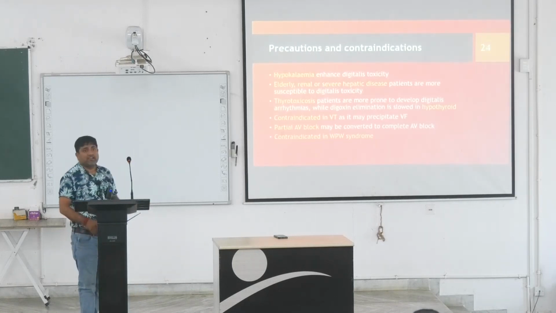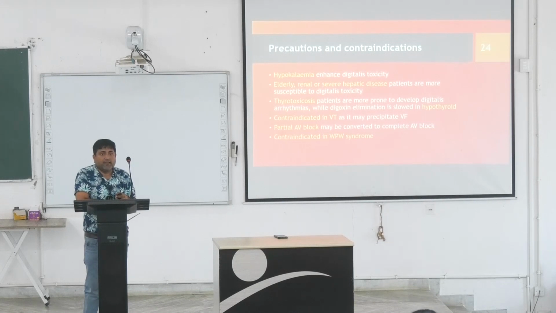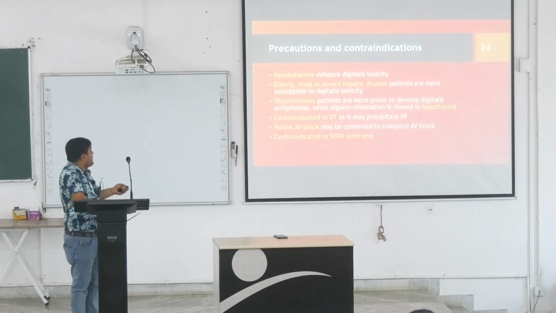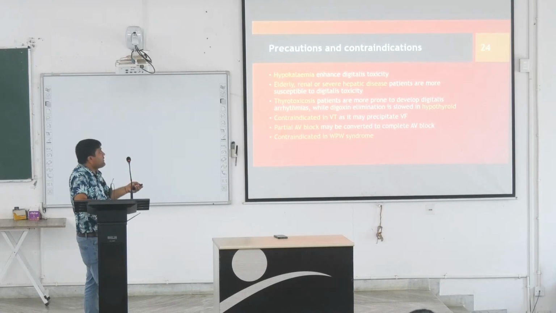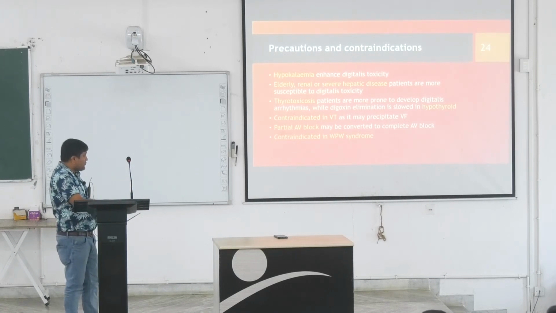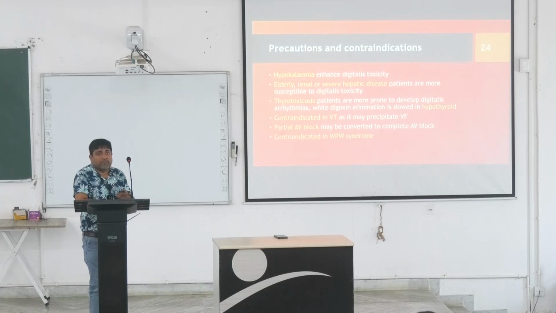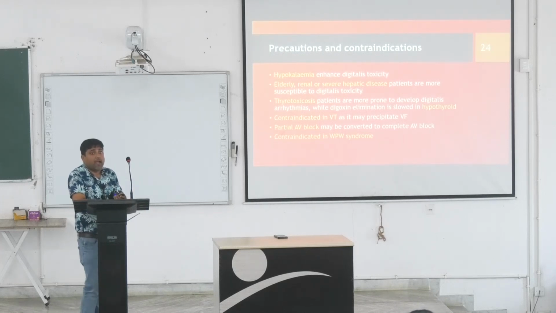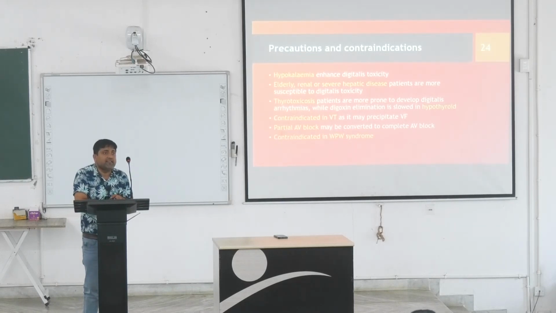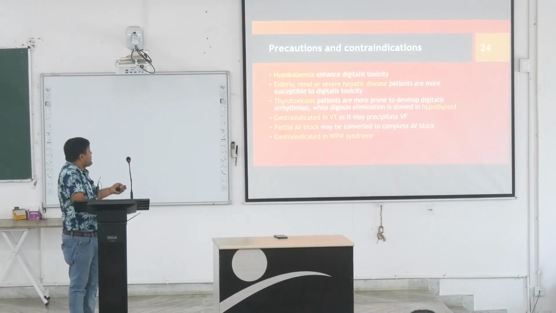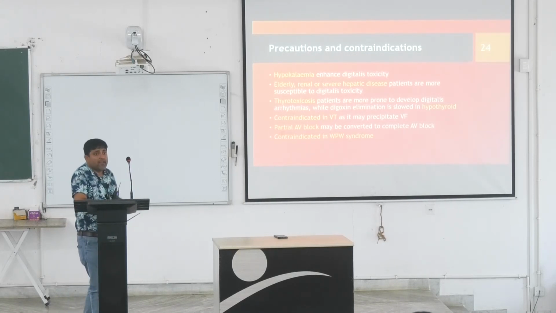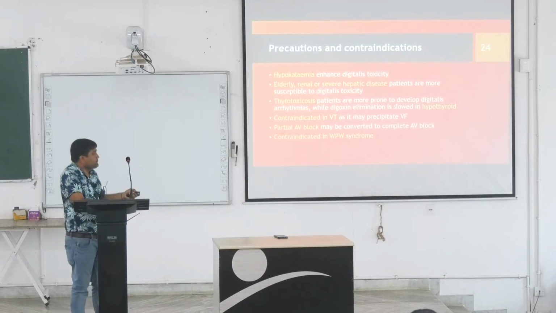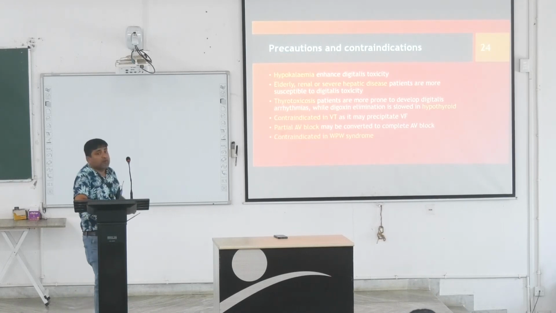Now precautions and contraindications. Hypokalemia increases digitalis toxicity. Elderly, renal or severe hepatic disease can cause increase in digitalis toxicity. Thyrotoxicosis makes the patient more prone to digitalis arrhythmia. In hypothyroid patients, the elimination of digitalis is slowed. As a result, digitalis accumulation occurs. Contraindicated in ventricular tachycardia as it may precipitate ventricular fibrillation. So in VT patients, lidocaine is used. Partial AV block may be converted to complete AV block.